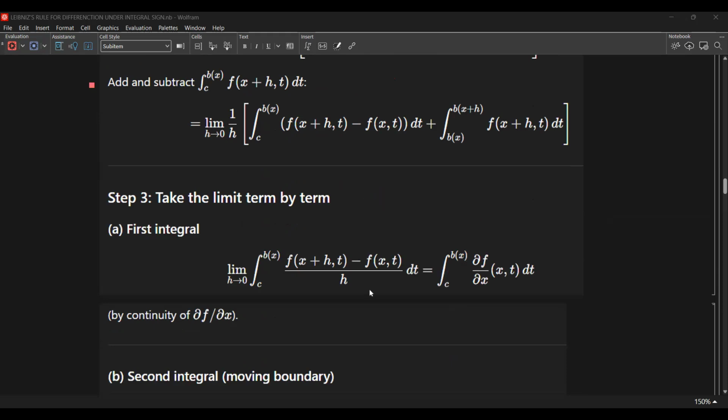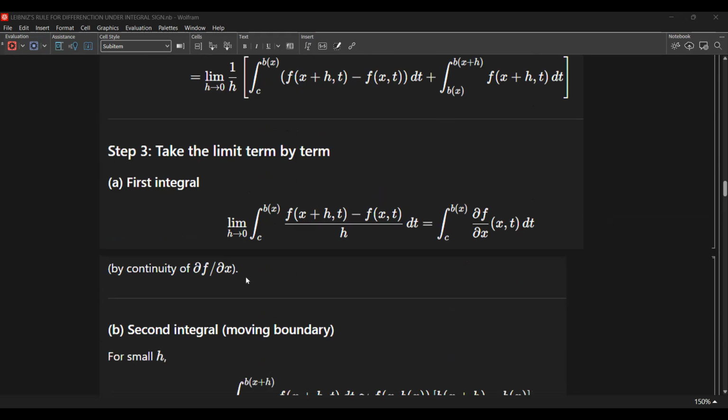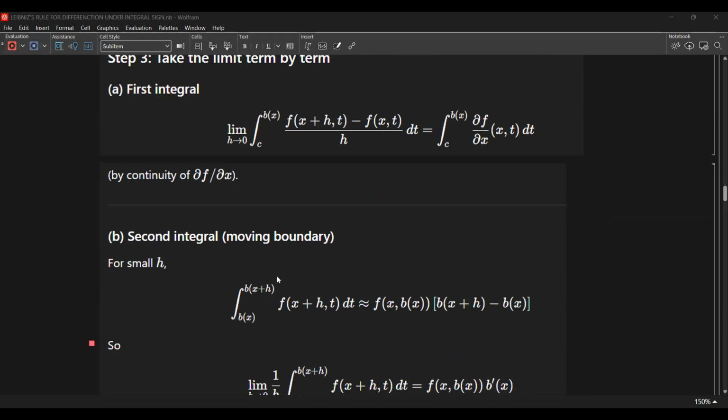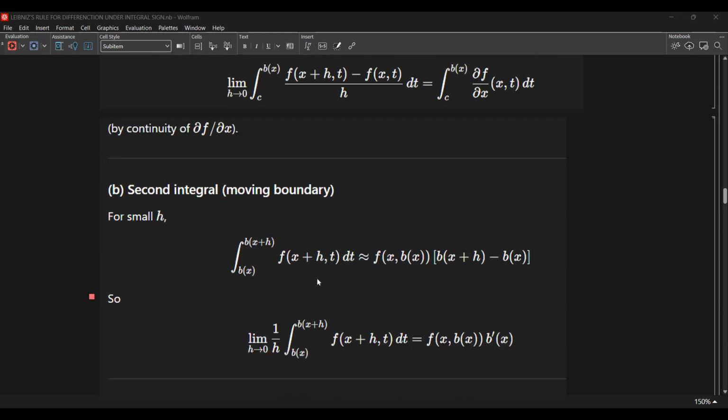So for the first integral here, we have the partial of f with respect to x dt, by continuity of the partial of f with respect to x. For the second integral, the moving boundary, for small h, is the integral from b of x to b of x plus h. So approximately, we can consider this a small area.